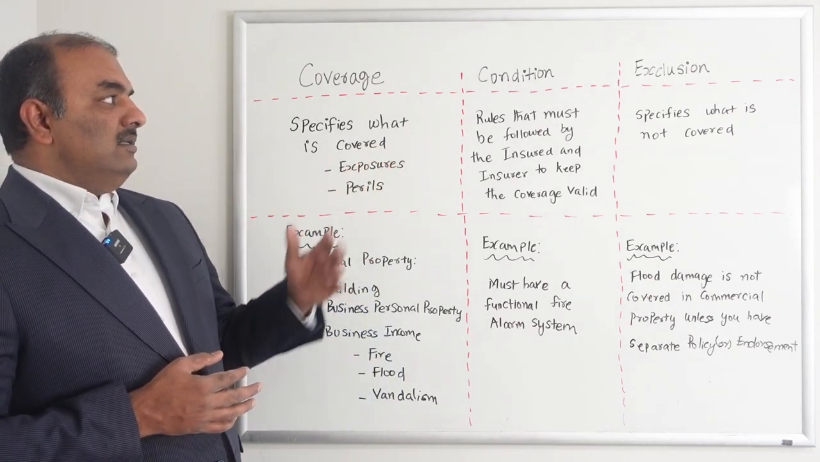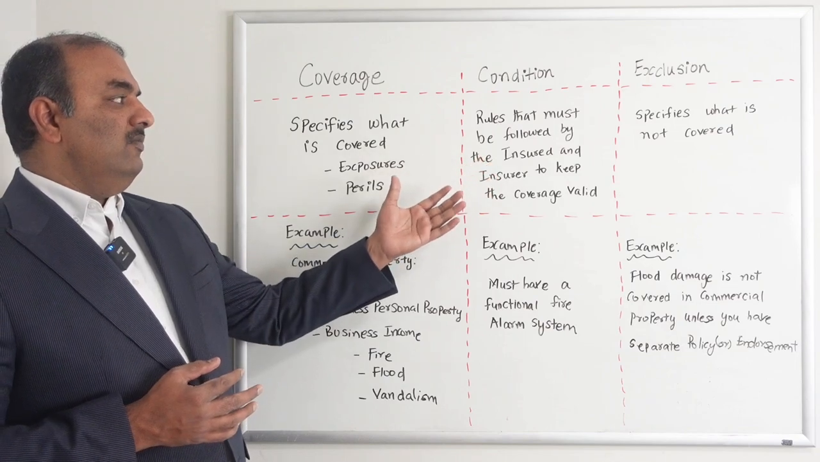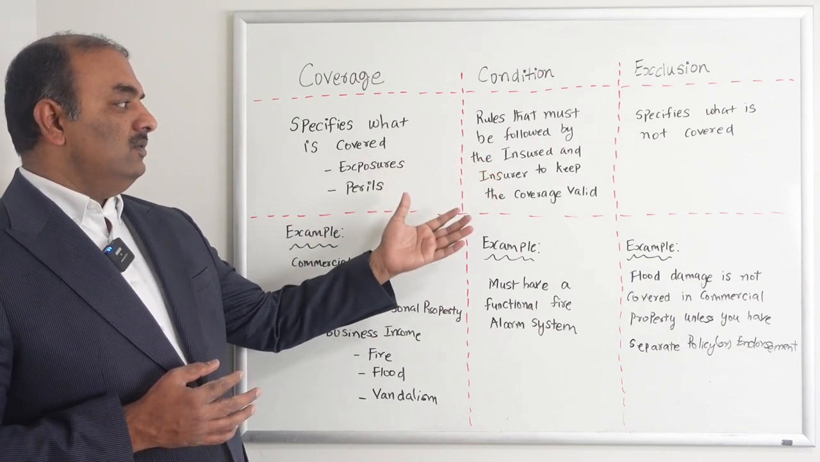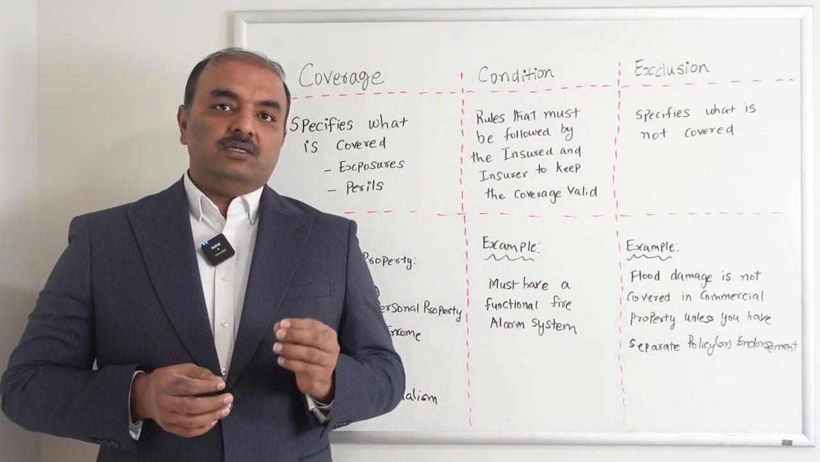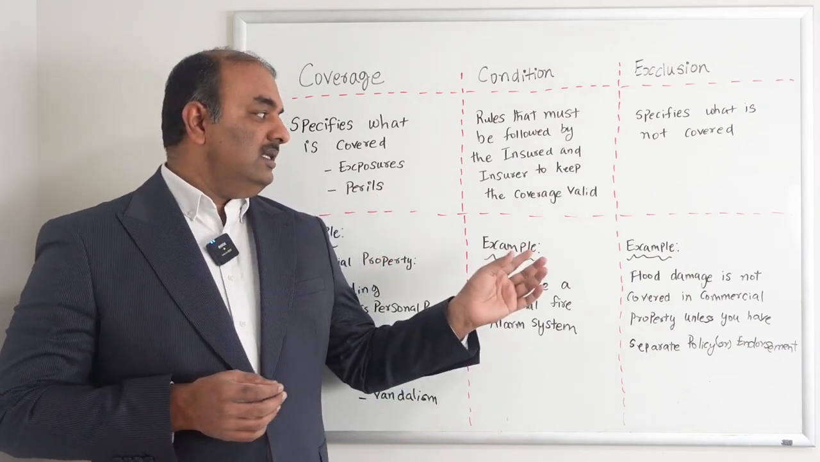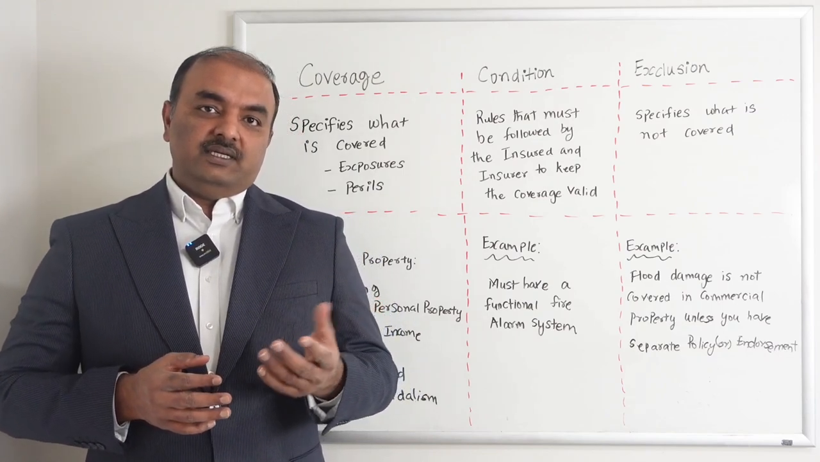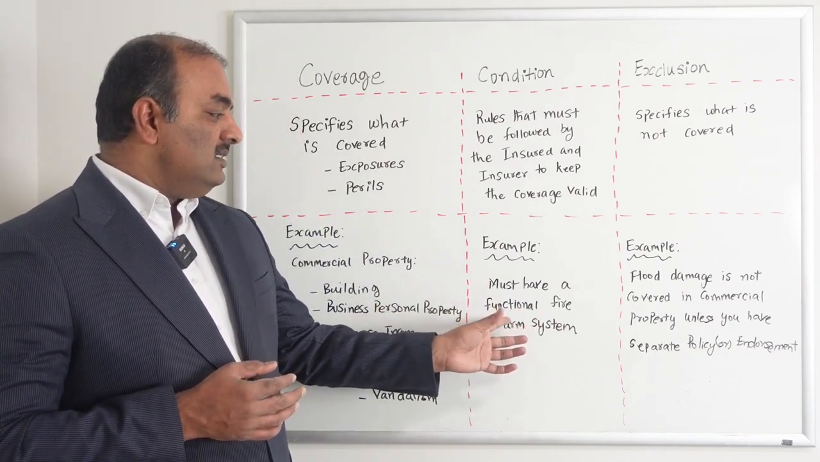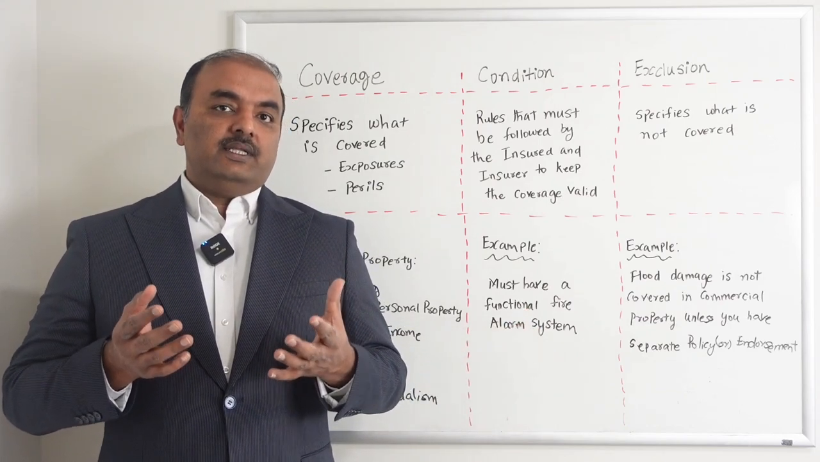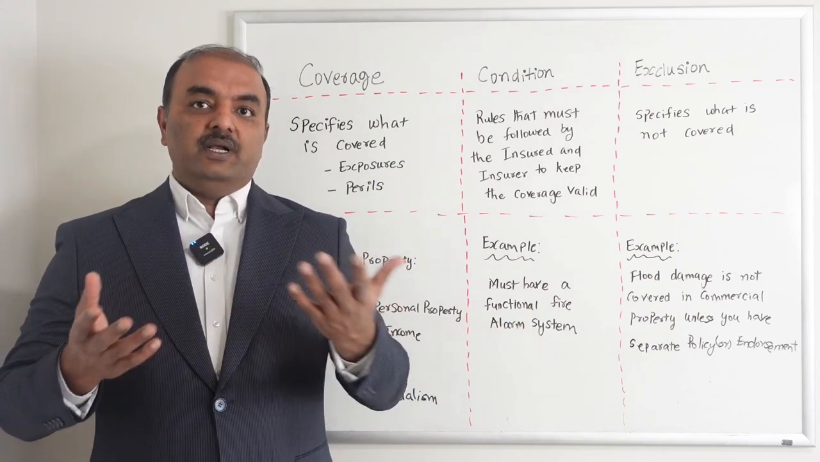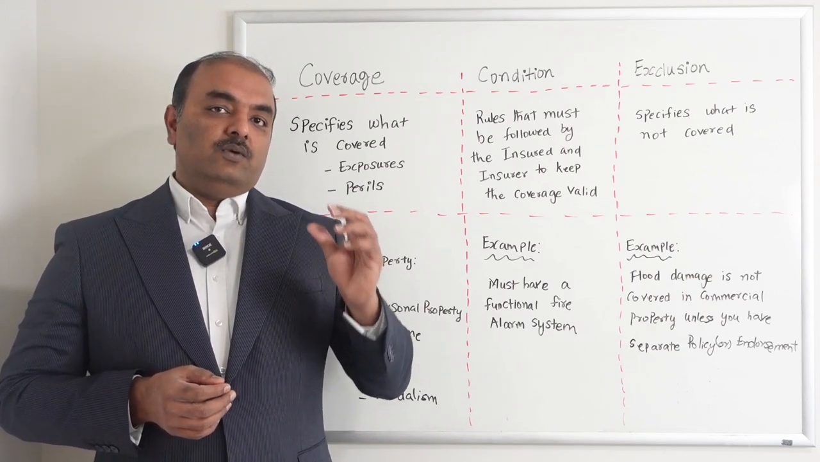What do you mean by condition? Again, as per the definition, it's nothing but the rules that must be followed by the insured as well as the insurer to keep the coverage valid. So whenever you get a policy, it is very important to go through the conditions. In this example, as you see, if you want a policy to be valid after a claim is created, you must maintain a functional fire alarm system in your commercial building. If it is not working when the adjuster comes and reviews your building, then they may not cover the valid claim. So it's important you go through the conditions.